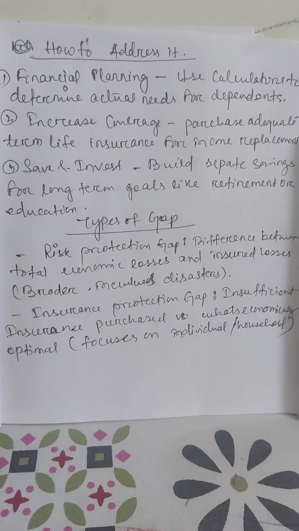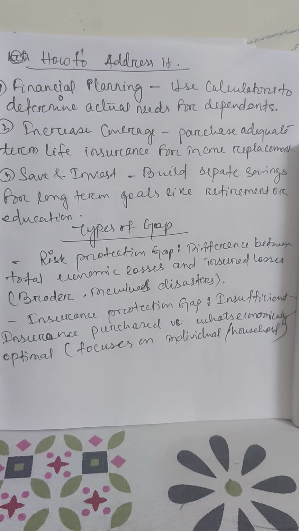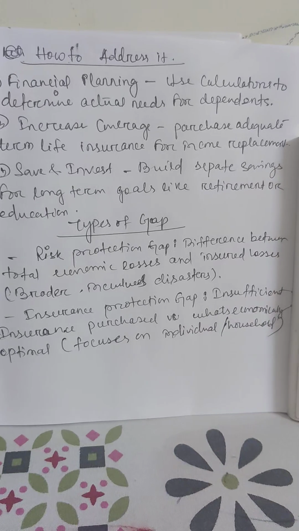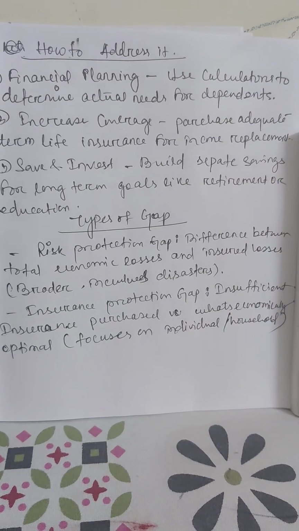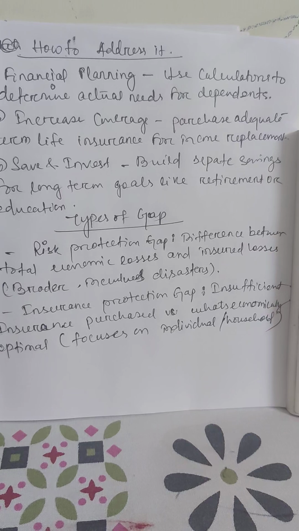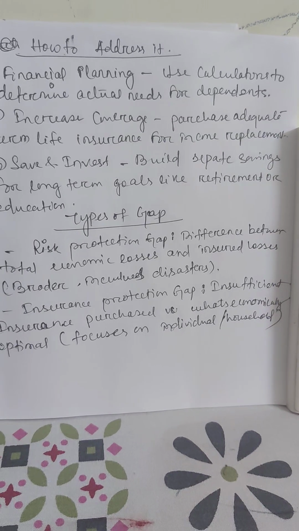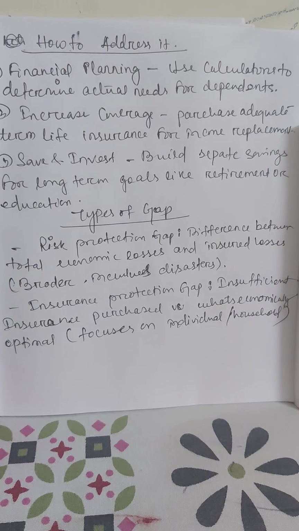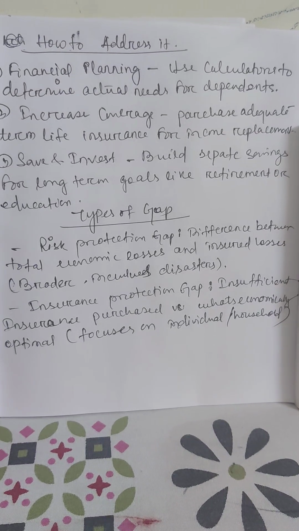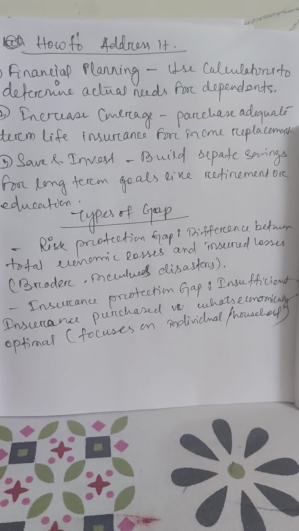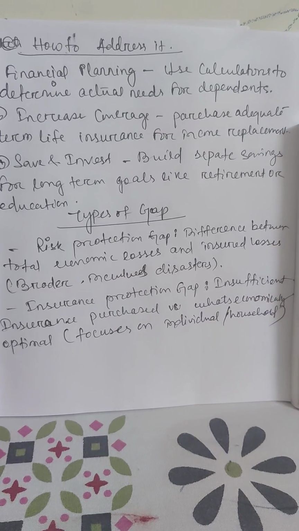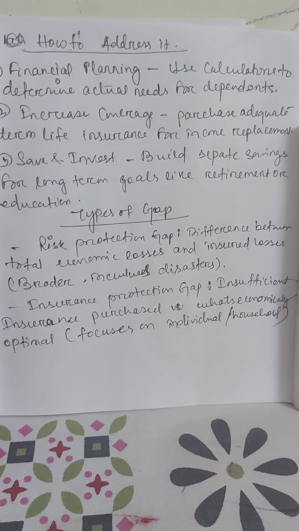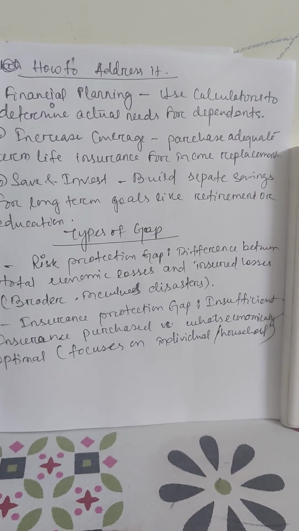In this, you can say types of gap. Here we came to know about two types of gaps. Basically, risk protection gap. This is the difference between total economic losses and insured losses. Broader, it includes disasters also. Second comes insurance protection gap. That is insufficient insurance purchased versus what is economically optimal. It focuses on individuals or households. This is all about the protection gap.